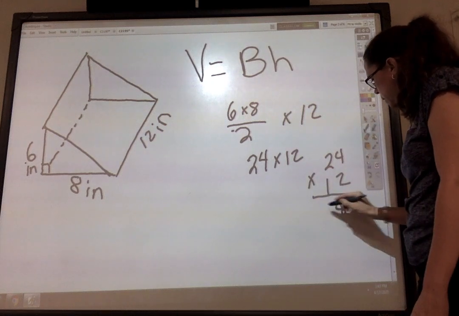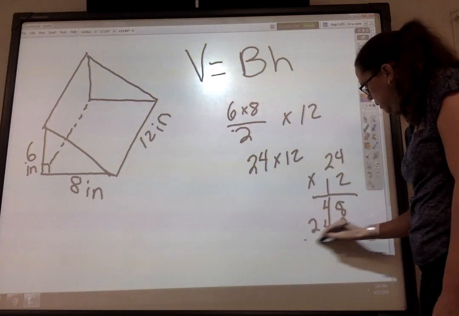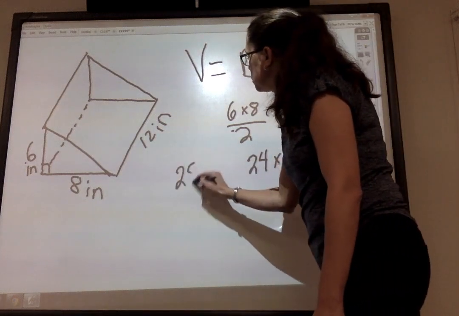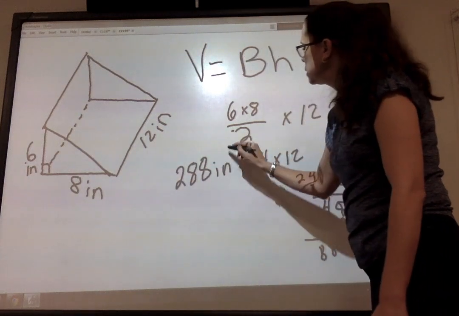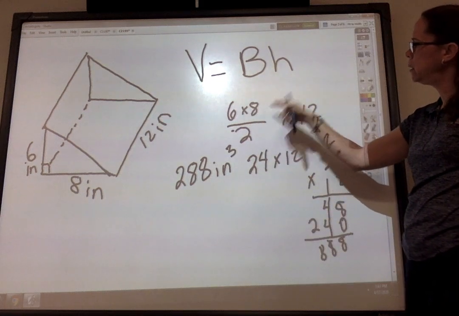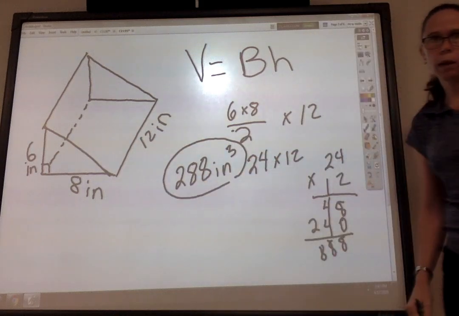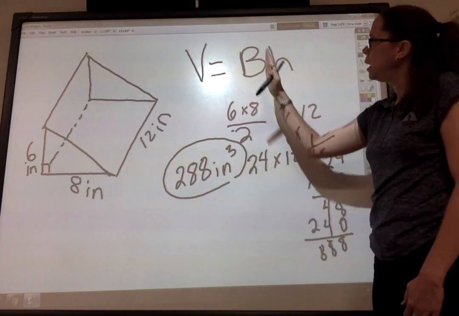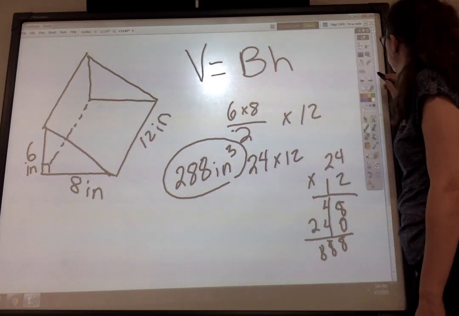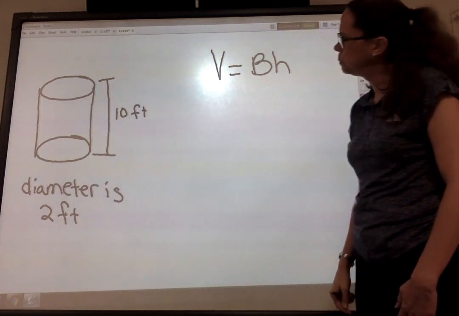2 times 4 is 8. 2 times 2 is 4, then 288. So the volume of this figure is 288 inches cubed. When I did this measurement, I got inches squared times another inches, which gave me inches cubed. So the volume of my figure is the area of the base times the height, okay? Let's look at a right cylinder.